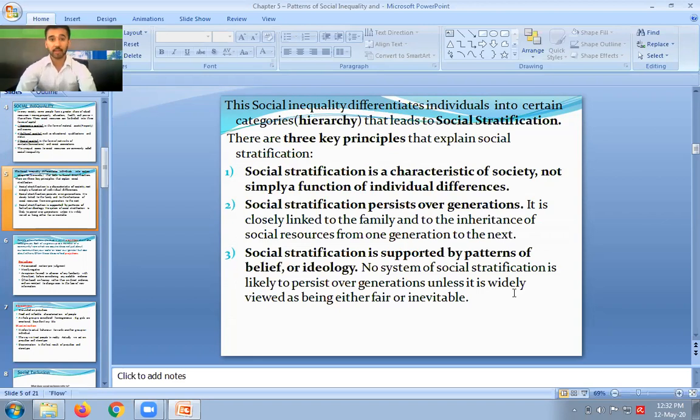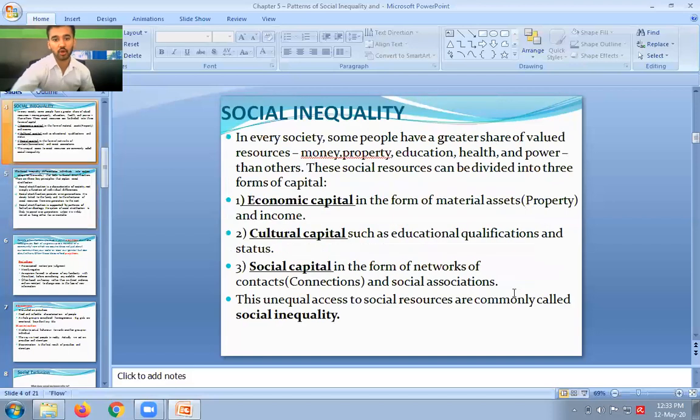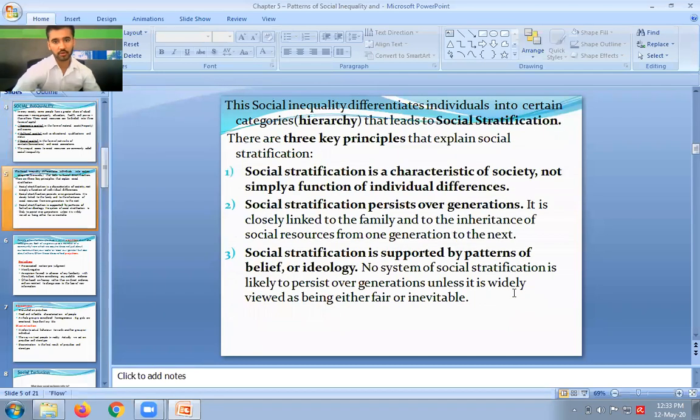I've given you the example of education, that if a particular family has got education, they are definitely going to try to educate their children, right? And different resources go from generation to generation. If a person owns a factory, he's definitely going to give that factory, that property asset, to his children, right? If a person owns a shop or any kind of property, he's definitely going to give it to the next generation, right? So this is what this actually means. Social stratification persists over generations, is closely linked to the family and to the inheritance of resources from one generation to another.